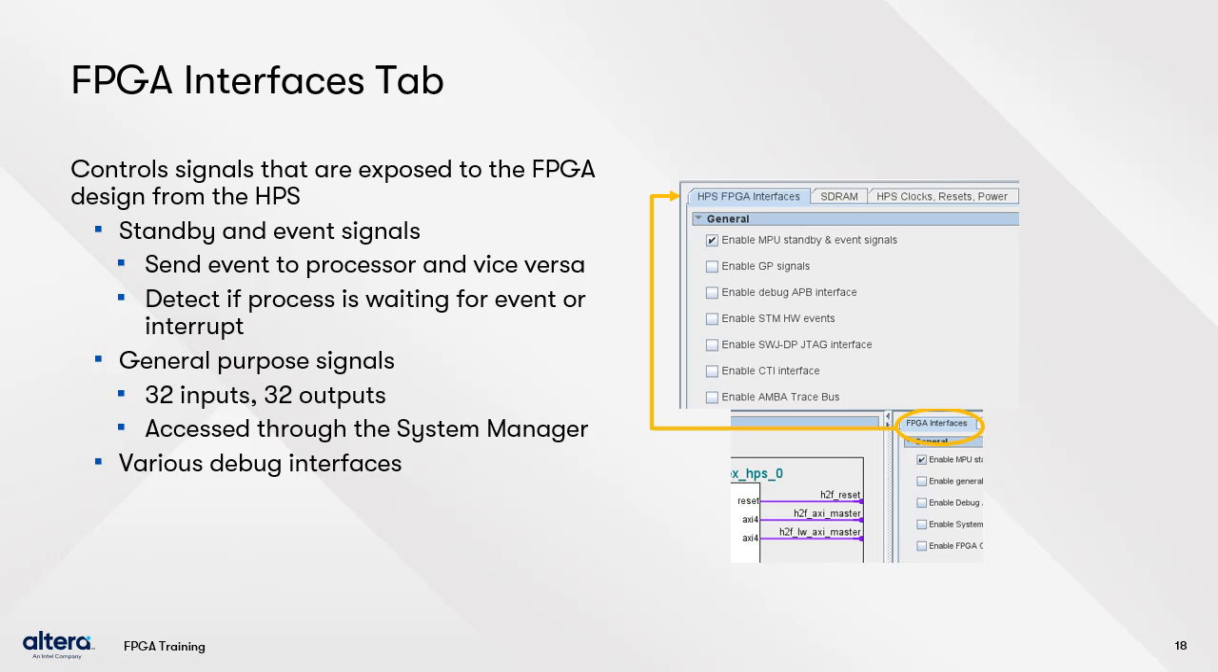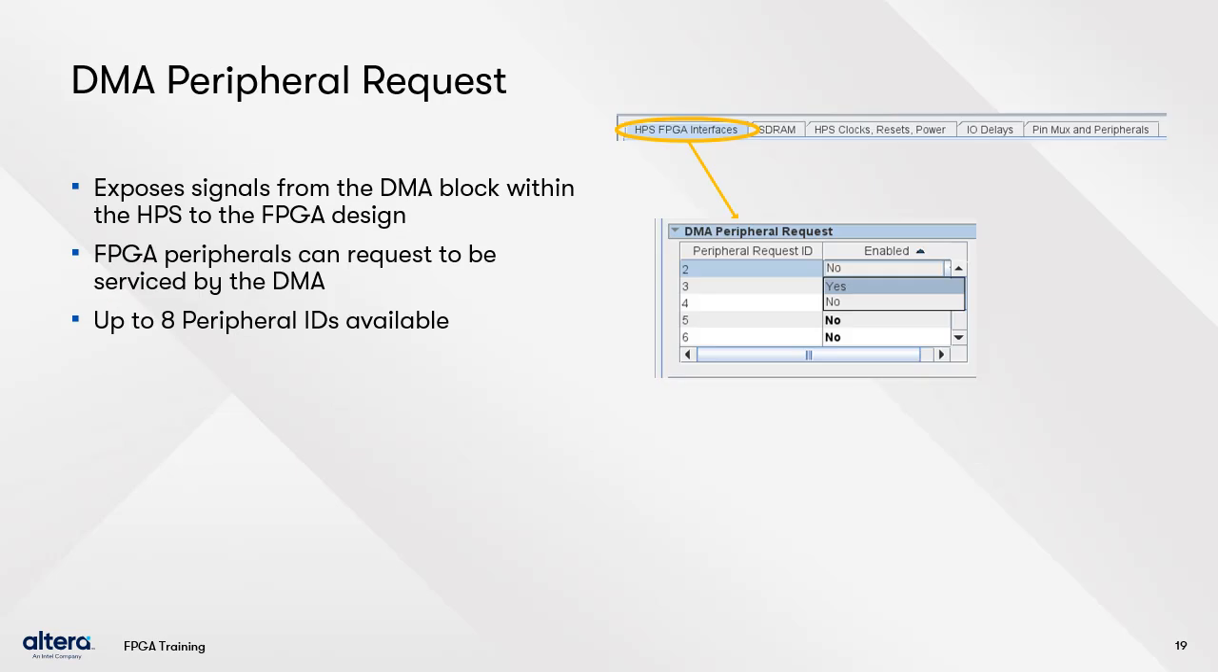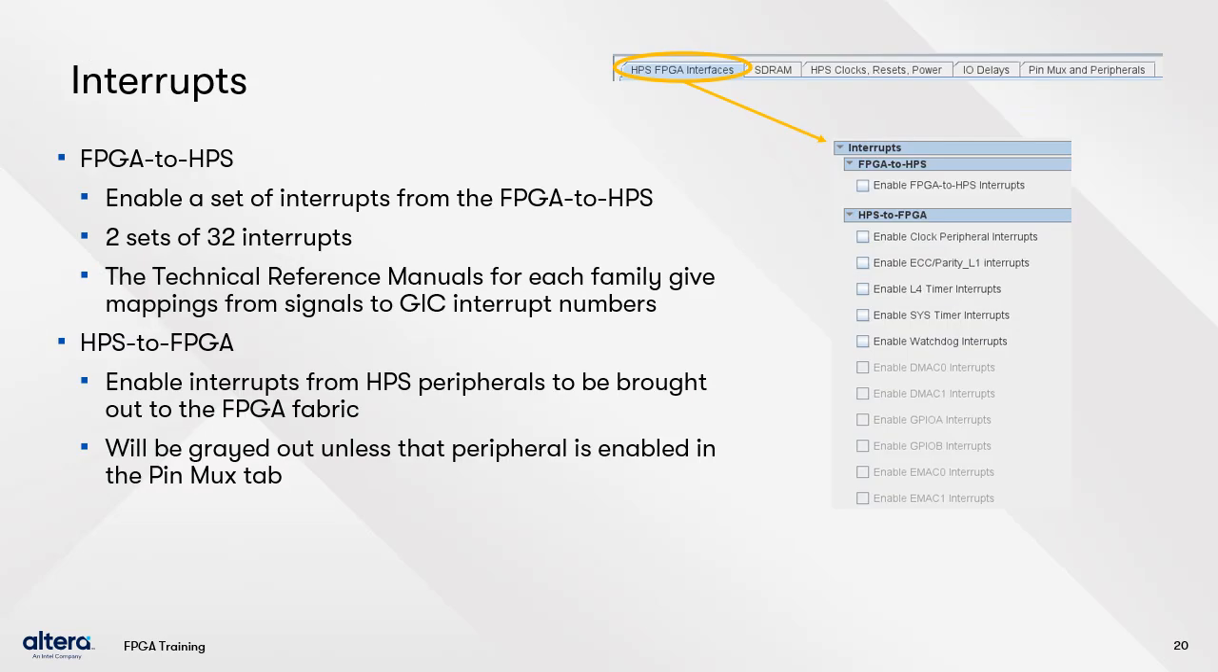This is a continuation of the configuration in the FPGA Interfaces tab. Here you can set up the signals exposed to the FPGA design from the HPS. In the DMA Peripheral Request section, you can enable up to 8 peripheral request signals to allow the FPGA components to request DMA transfers. Lastly, you can enable peripheral interrupts to and from the FPGA to the HPS. The technical reference manual for each family gives mappings from signals to GIC interrupt numbers.